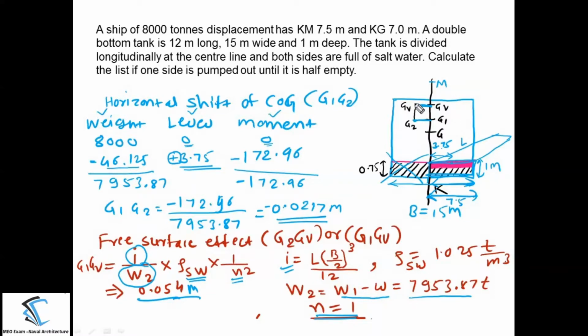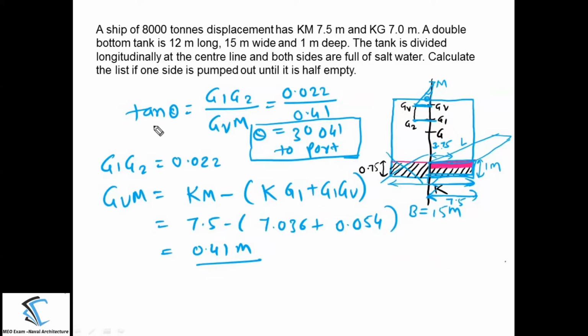How to calculate that? To calculate the angle of list, we are going to use this formula. Tan theta is equal to G1G2 divided by GVM. You see this triangle here. The opposite side is this one, and this side both are same, that is G1G2, divided by the adjacent side, that is GVM. So how to calculate the GVM? GVM is equal to KM, which is a constant, minus KG1 plus G1GV.